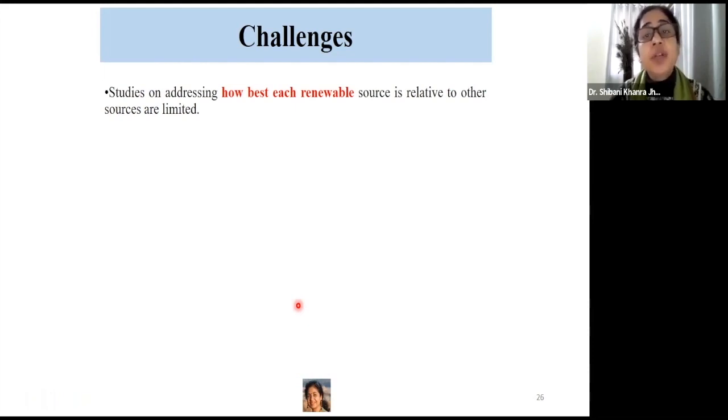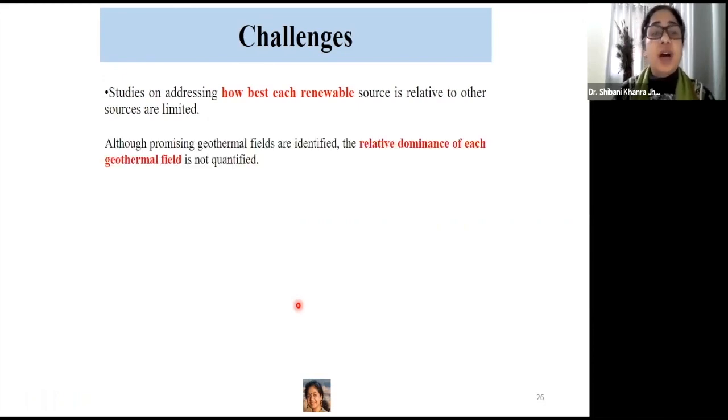For that, it is important to establish whether this particular alternative is feasible, viable, or strong enough to take its place in the renewable energy basket. So one of the challenges was to establish that particular fact: how good each renewable energy source is relative to the others.